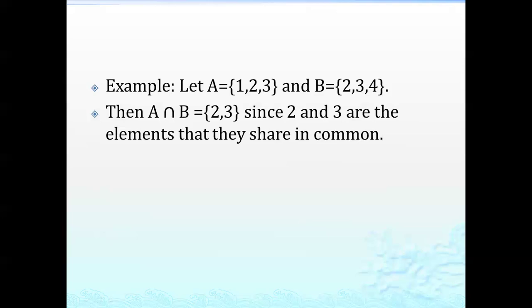For example, let A be a set containing 1, 2, 3 only, and B be a set containing 2, 3, 4 only. Then A ∩ B is the set containing 2 and 3 only, since 2 and 3 are the elements that they share in common.